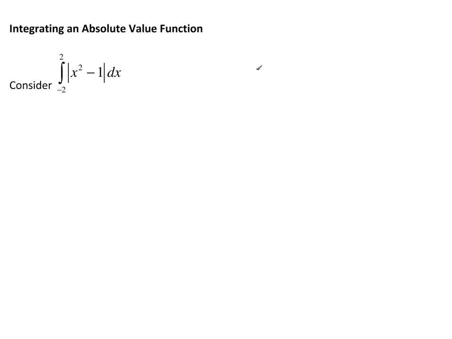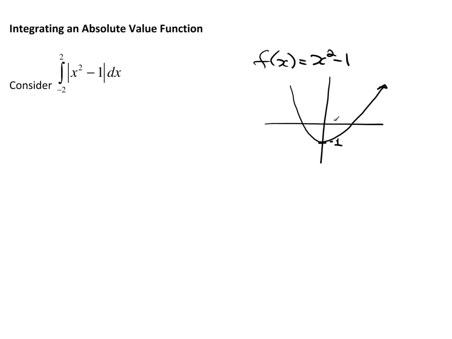First of all, let's take a look at simply f of x equals x squared minus 1 before I start talking about the absolute value. That function is going to be down here at -1, and it's going to look like this. And this is also a -1 here and a +1 here.